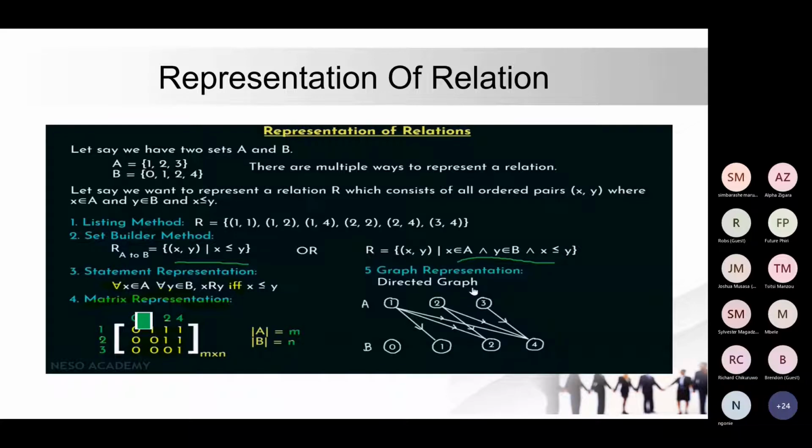Right, and we have 4 elements in set B, meaning we will have 4 columns in the matrix.